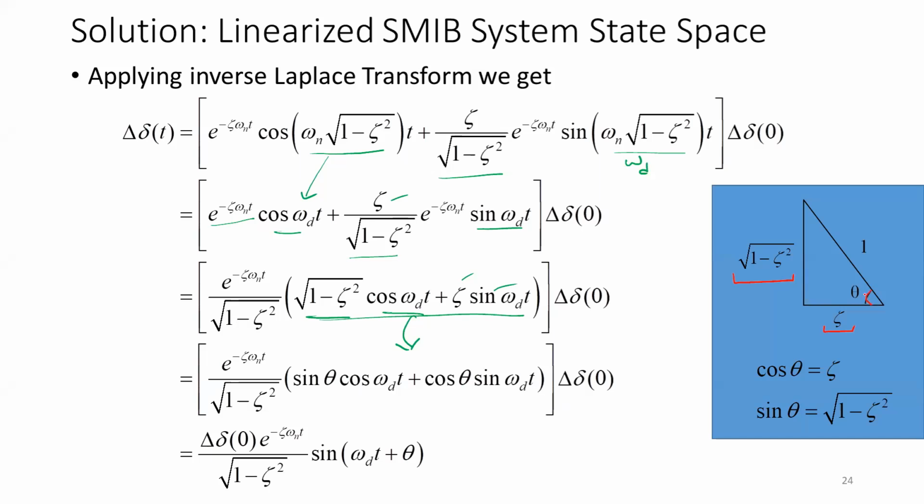Okay, so if this angle is theta, then you can apply the concept of your basic trigonometry. So your cos theta becomes zeta and your sin theta becomes root over 1 minus zeta square. So instead of zeta over here, you can simply write cos theta. Instead of root over 1 minus zeta square, you can write sin theta. So this is nothing but the formula of sin A plus B. So this is your final expression. So if you have the knowledge of theta, then you can easily find this expression.